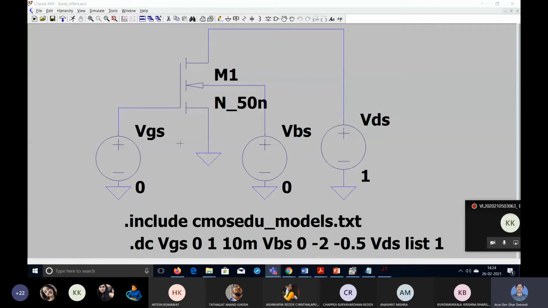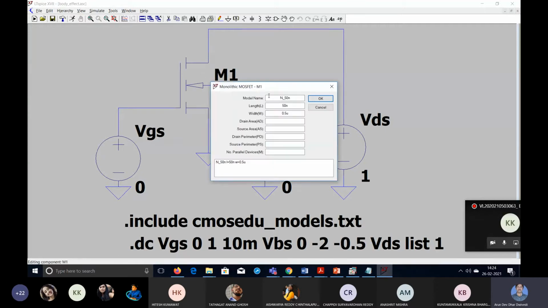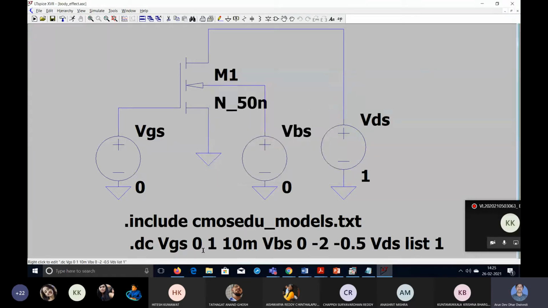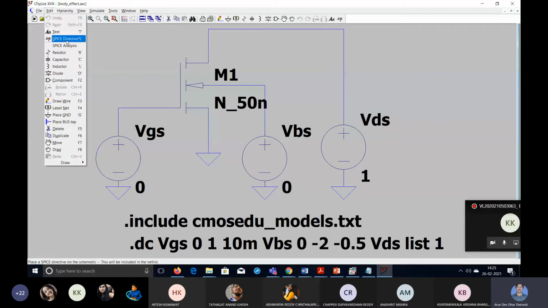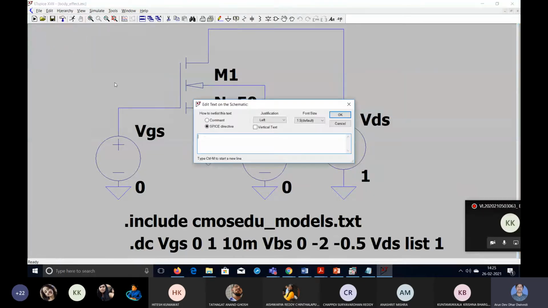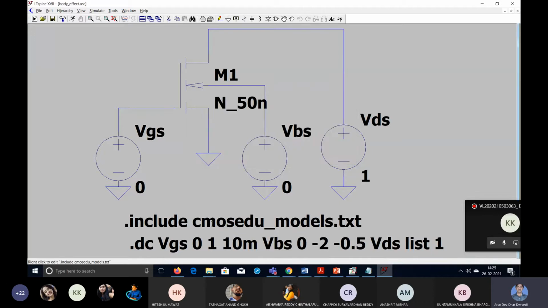Also, if the circuit is complete and the MOS transistor name is given here, by default its name is NMOS. But by right clicking and providing its name and dimension, n_50n, channel length is 50 nanometer, channel width is 0.5 micrometer, all these provided. Then we go to Edit, then SPICE directive. By SPICE directive, here we can write what model we want. So .include schema cdu_models.txt. This we have included here, and then we have placed it here.